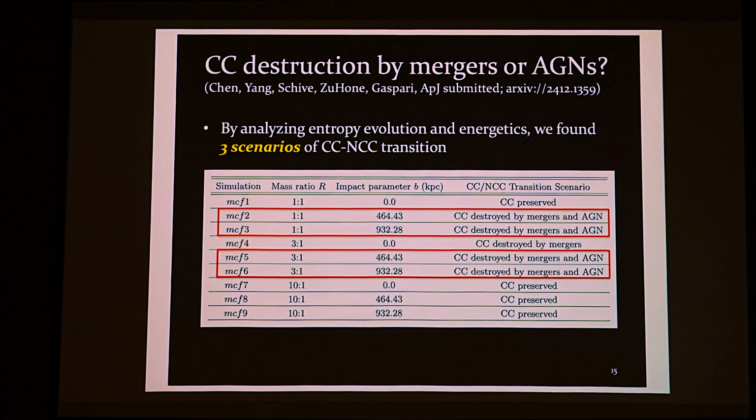And we also found a really interesting third scenario that refers to these four cases, where it's primarily for those off-axis merger simulations. In these simulations, we find that the cool cores are destroyed both by the merger and AGN activity. So let me elaborate on that.